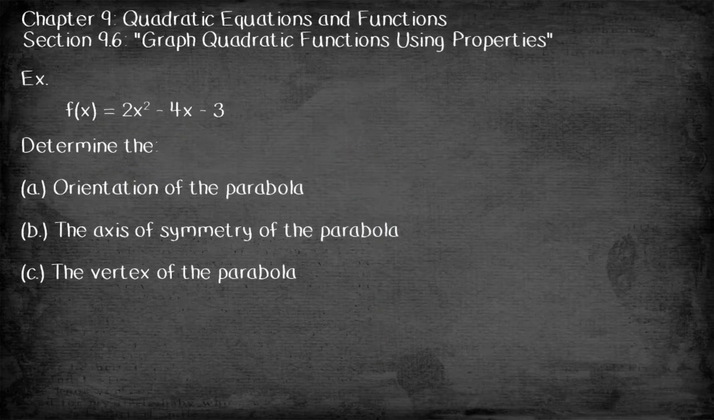Alright, so for f of x equals 2x squared minus 4x minus 3, what we want to do is determine these three things. To start with, I want to determine the orientation of the parabola. What we do here is look at the coefficient of the x squared term, the quadratic term, and we see that it is positive. That means that the parabola opens upwards.